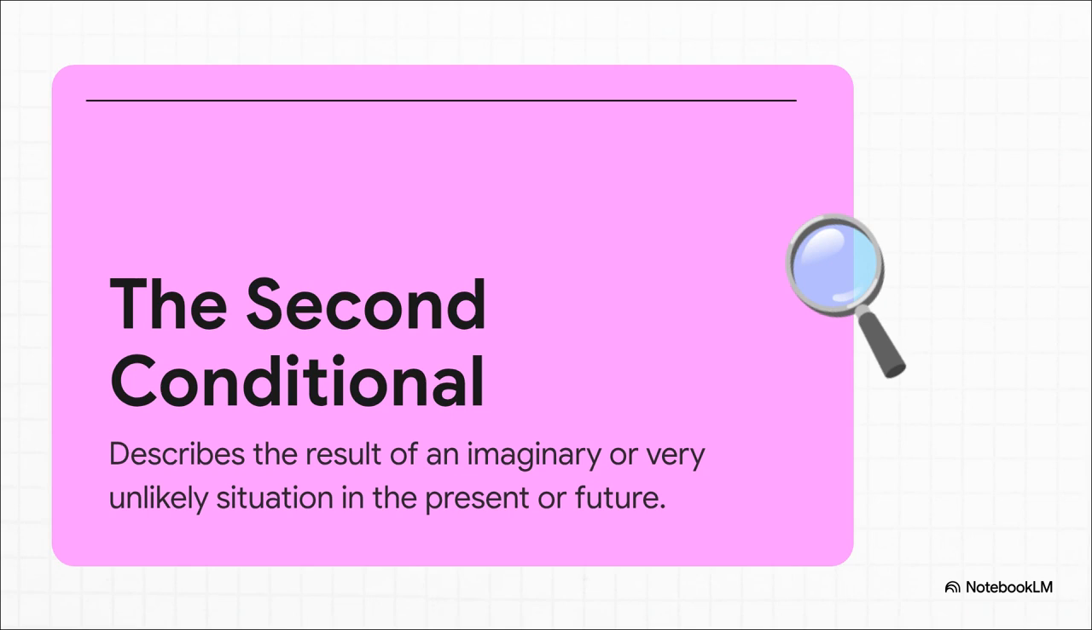So here's the official textbook definition for you. The second conditional describes the result of a situation that's imaginary or super unlikely, either right now or sometime in the future. It's basically a cause and effect structure for things that aren't real, at least not yet.